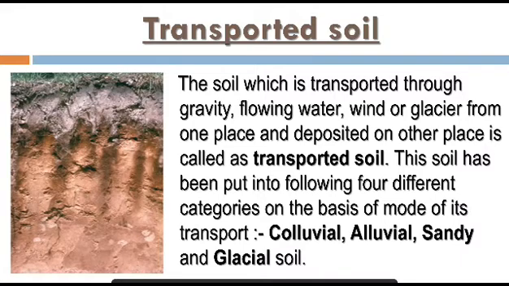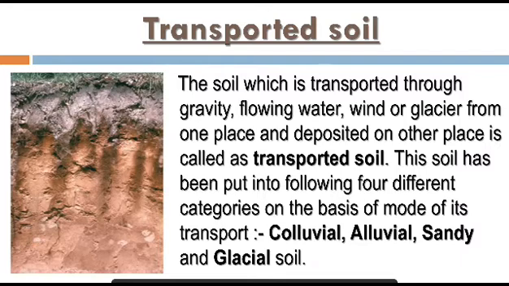From the name you can understand that this soil is transported through gravity, flowing water, wind or glacier from one place and deposited on some other place. This soil has further been put into 4 different categories on the basis of mode of its transport. Those 4 different categories are colluvial soil, alluvial soil, sandy soil and glacial soil.